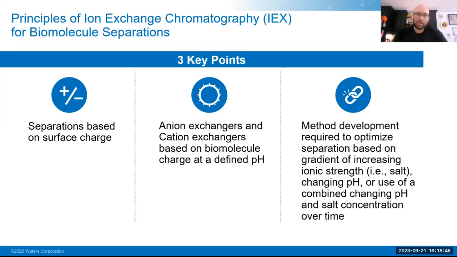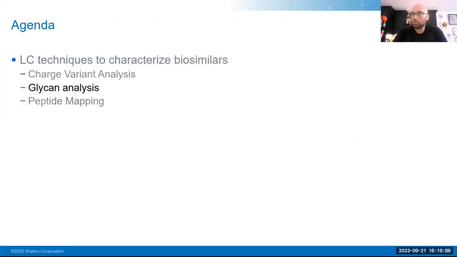Again, anion exchangers and cation exchangers separate based off of the biomolecule charge at a defined pH, and that pH is going to be one of the most powerful characteristics leveraged to alter selectivity. And then method development, beyond pH, can be modified based off of the ionic strength, as well as combining a variety of those characteristics together in combination with either your weak or your strong cation exchanger.